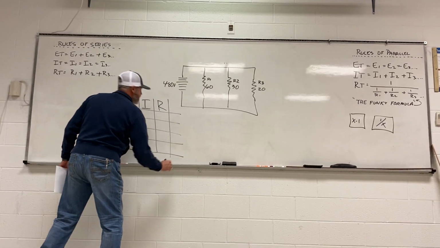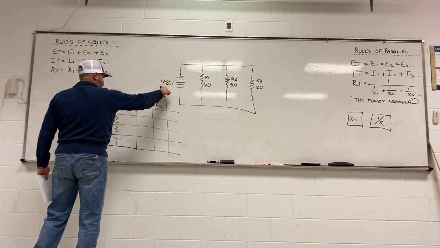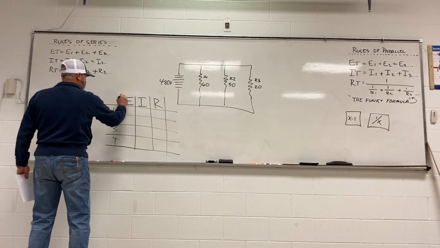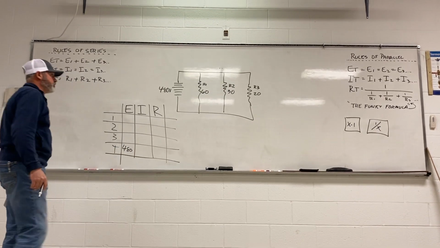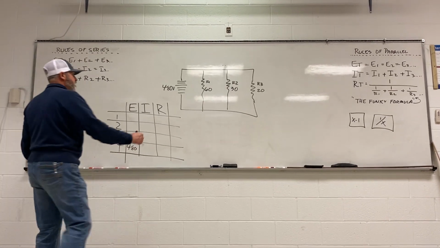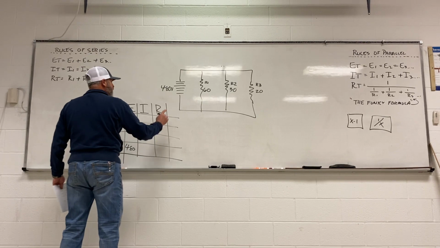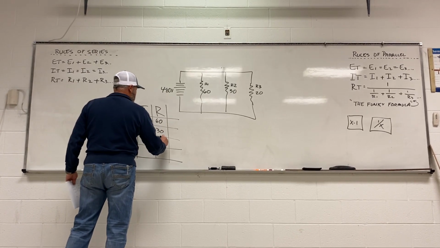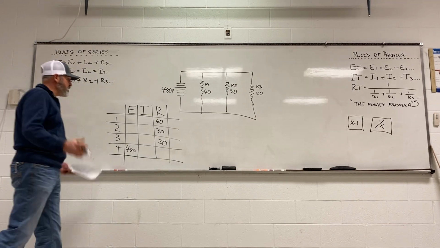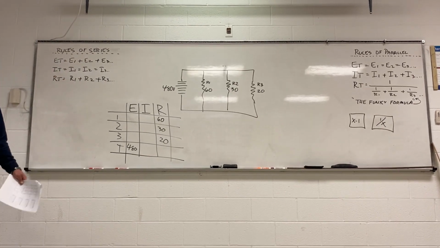Our givens. So we know our total voltage. Total voltage is 480 volts. Resistance number 1 is 60. Resistance number 2 is 30. Resistance number 3 is 20. That's all we know about this circuit.